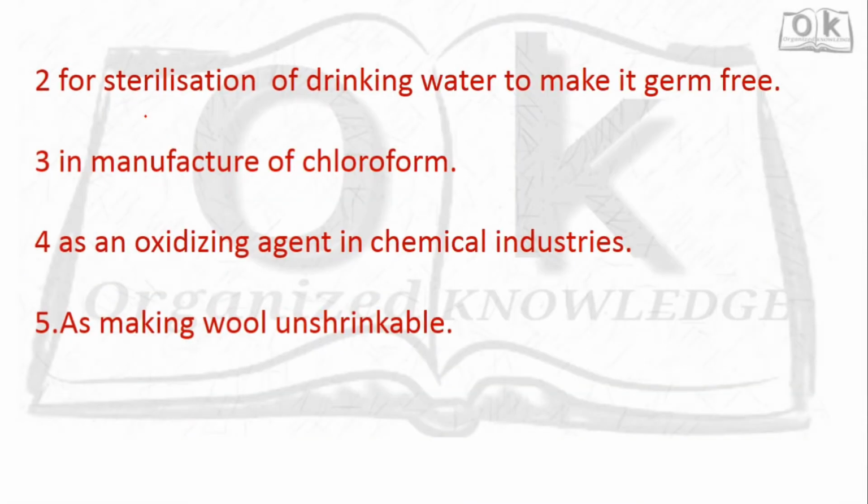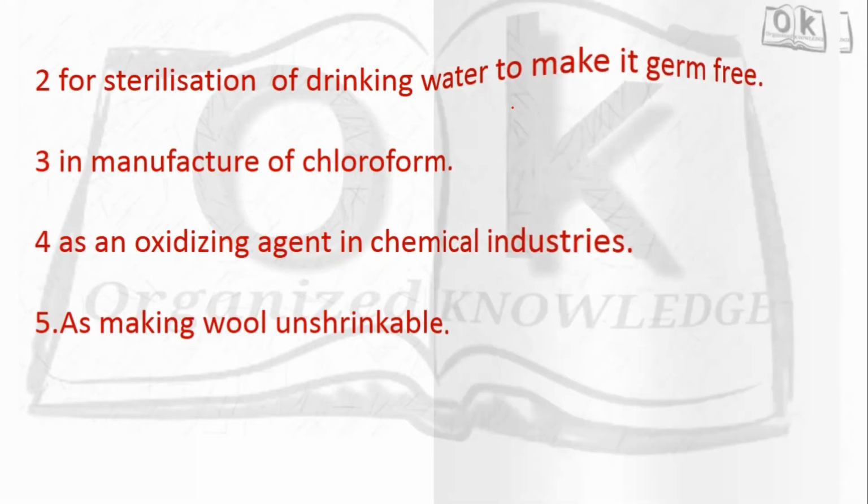Now next, the use for sterilization of drinking water to make it germ free. Bleaching powder is used for sterilizing water, making it germ free. And third is in the manufacture of chloroform, and this bleaching powder is a very good oxidizing agent in chemical industries. And fifth is it helps in making wool unshrinkable. And this second use is also very important here: which salt is used for sterilization of drinking water to make it germ free.